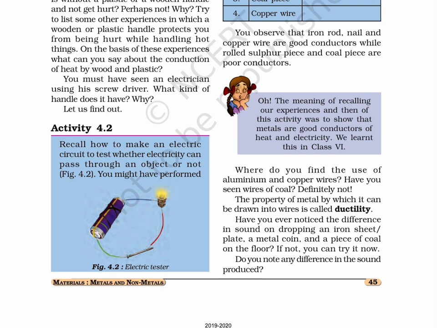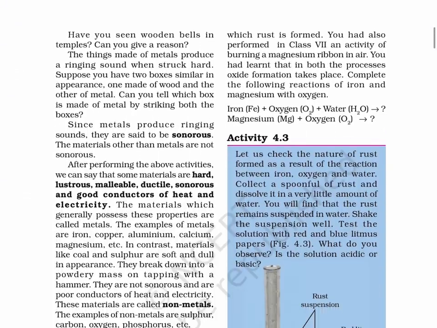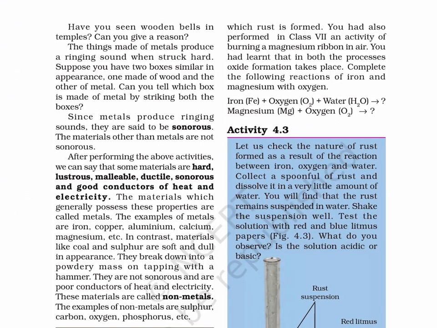Have you ever noticed the difference in sound on dropping an iron sheet or plate, a metal coin, and a piece of coal on the floor? If not, you can try it now. Do you note any difference in the sound produced? Page 46. Have you seen wooden bells in temples? Can you give a reason? The things made of metals produce a ringing sound when struck hard.